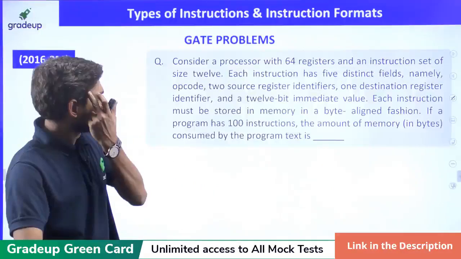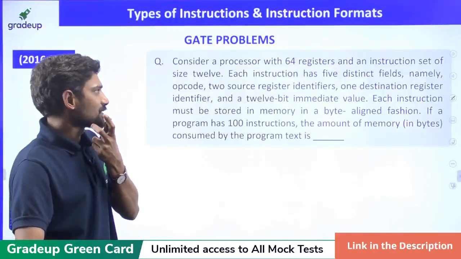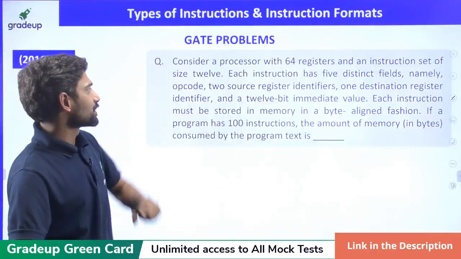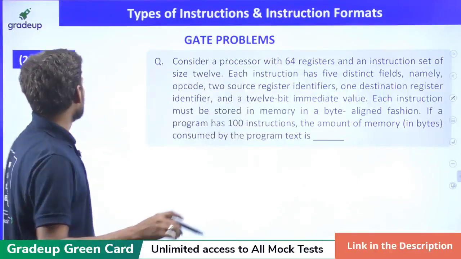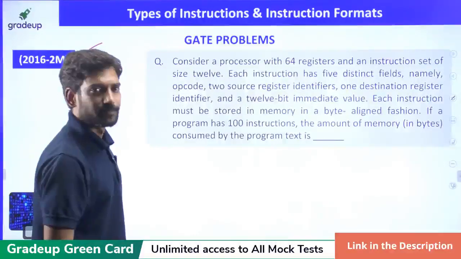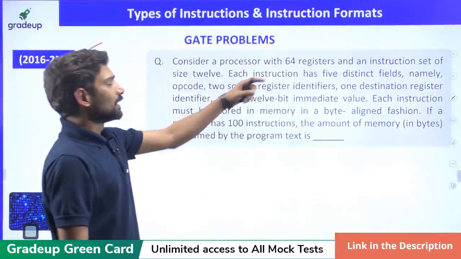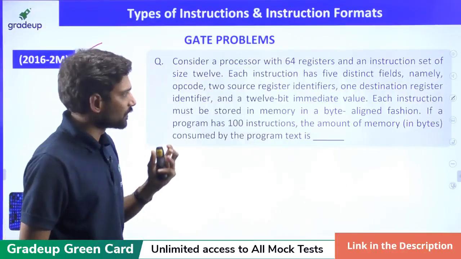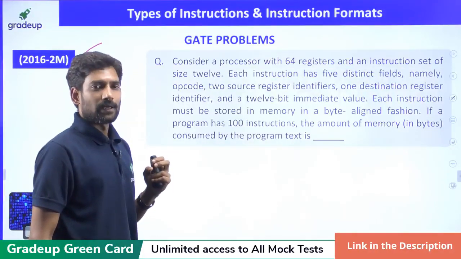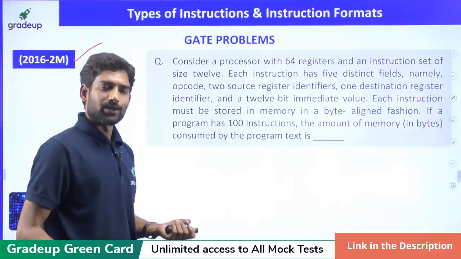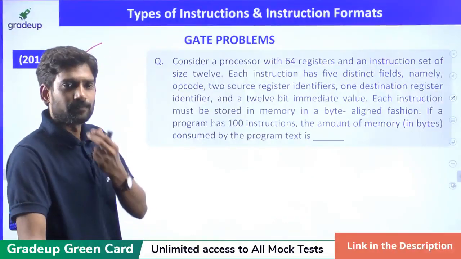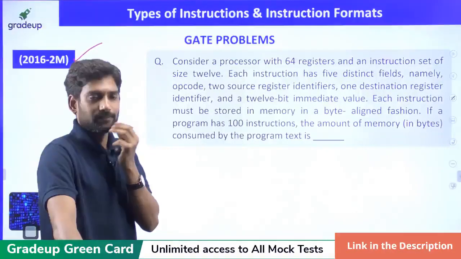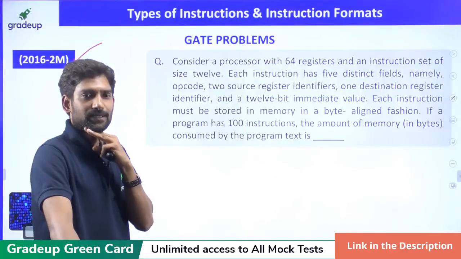Right. The next question. Consider a processor with 64 registers and an instruction set of size 12; it's a 2016 GATE question. Quickly go through the question, try to extract the information from it, and try to understand what is given and what you are supposed to find out. So first read the question, guys. You should read actively. Active reading is important.